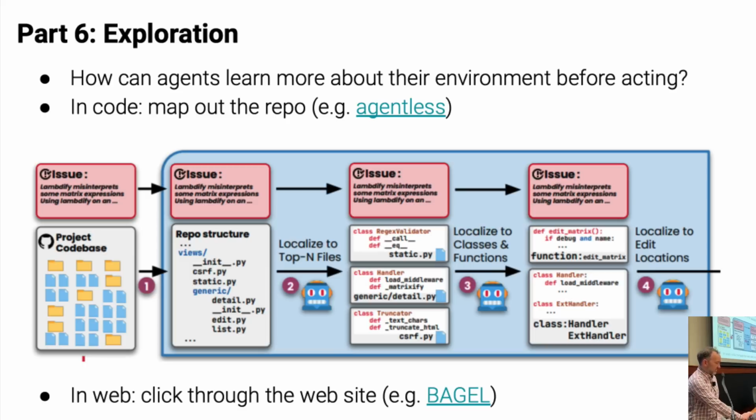And for web agents, there's an example of a paper called Bagel, and basically what they do is they have the agent just do random tasks on a website, explore the website, better understand the structure of the website, and then after that, they feed that in as part of the prompt.